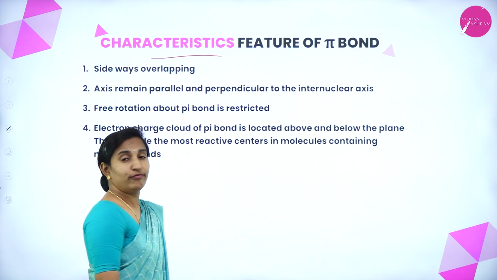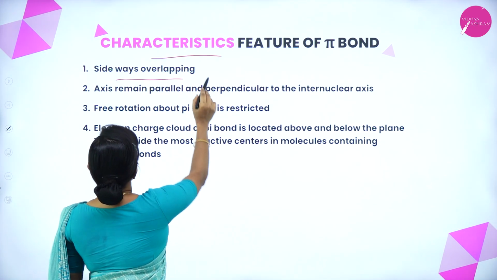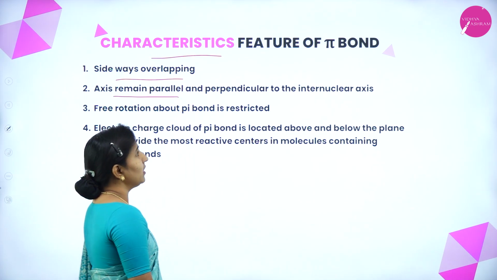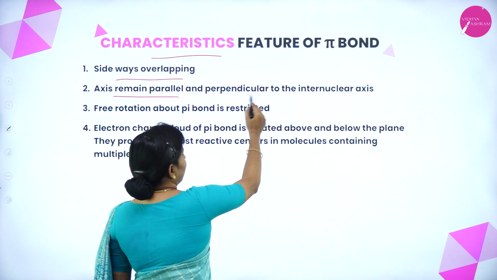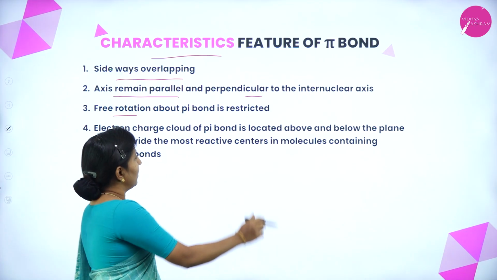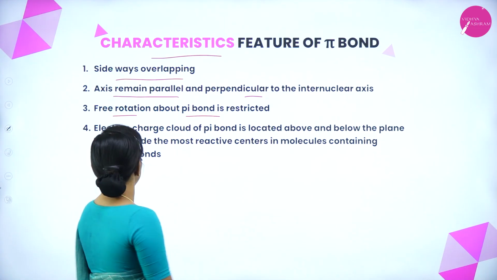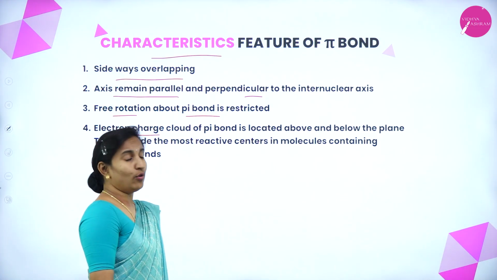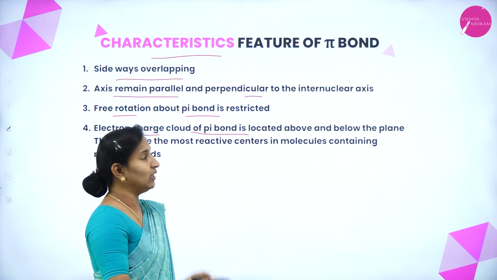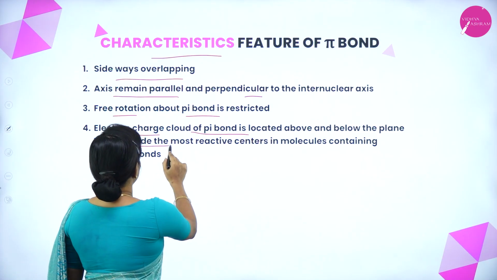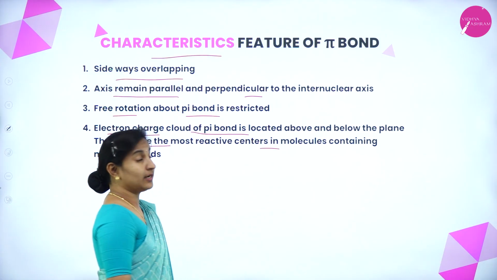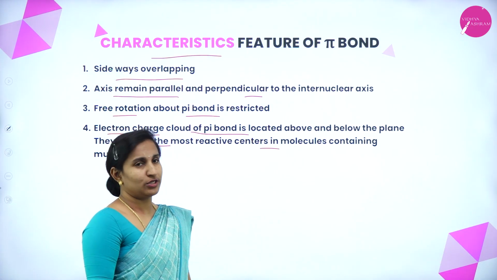Characteristic features of the pi bond: sideways overlapping. The axes remain parallel and perpendicular to the internuclear axis. Free rotation about the bond is restricted. The electron cloud of the pi bond is located above or below the plane. They provide the most reactive center in a molecule containing multiple bonds.